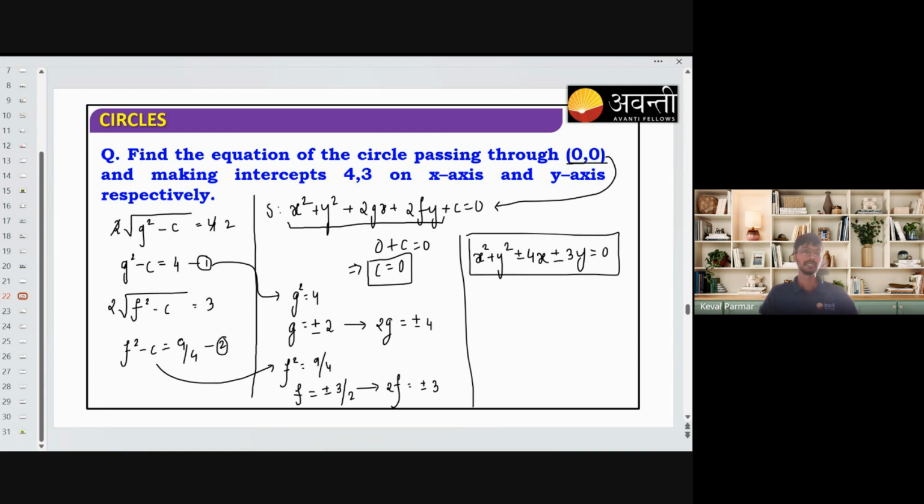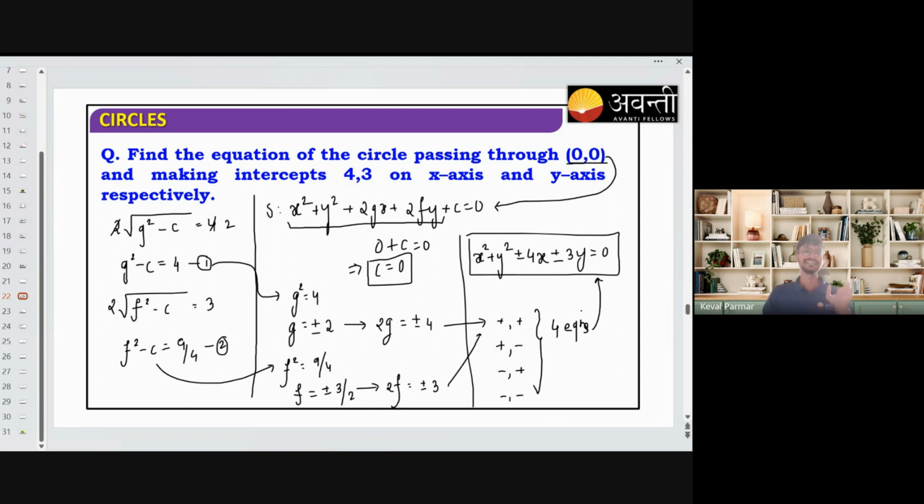Now please remember, guys, here we'll get 4 equations of circle. How many? 4. Correct? Why 4? Because here and here, first, we'll take both plus and plus. Second, we'll take g plus, f minus. Third, we'll take minus plus. And last will be minus minus. So total 4 equations we'll get. Right, guys? So there will be 4 equations of circle which will be satisfying the given condition.